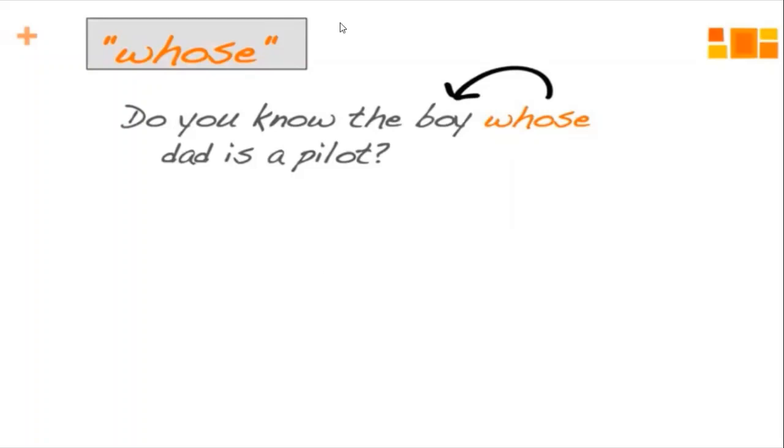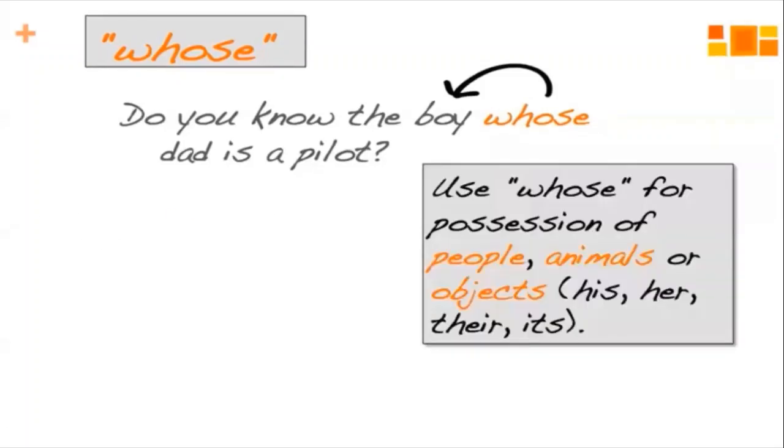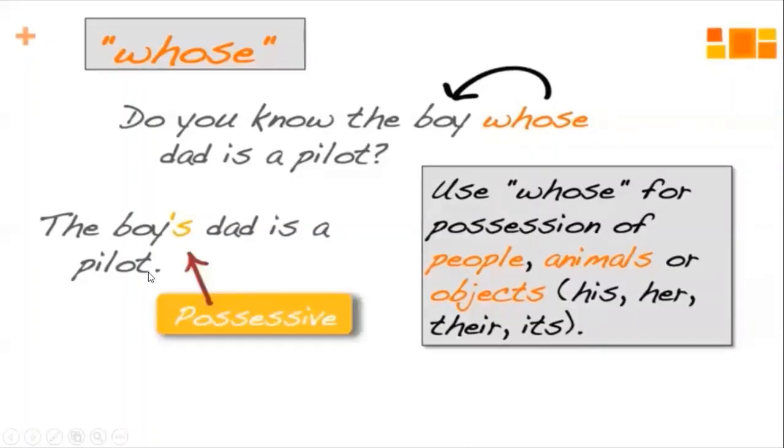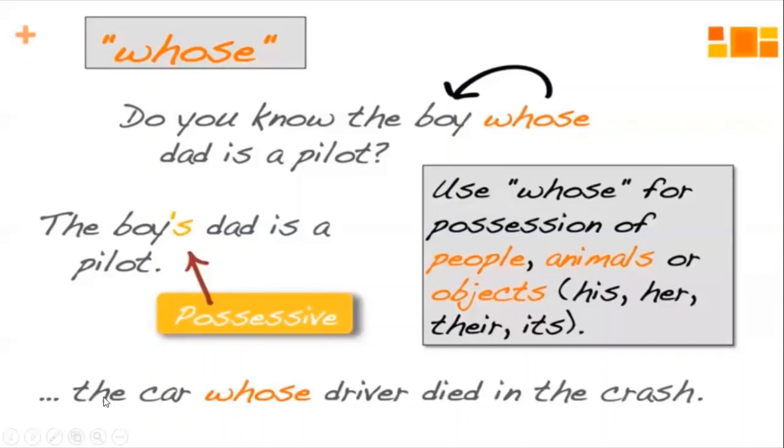So take a look at the example that we have here. Do you know the boy whose dad is a pilot? ¿Conocen al chico cuyo padre es piloto? Right? Take a look. We use it for possession. We got more examples here. It's like another way of saying this, like the boy's dad is a pilot. Or another example, the car whose driver died in the crash. El carro cuyo conductor murió en el choque.